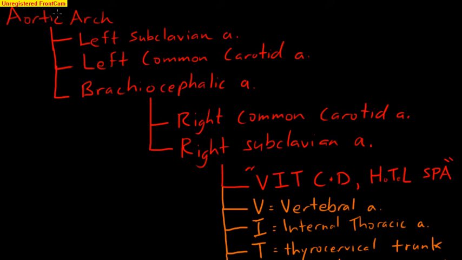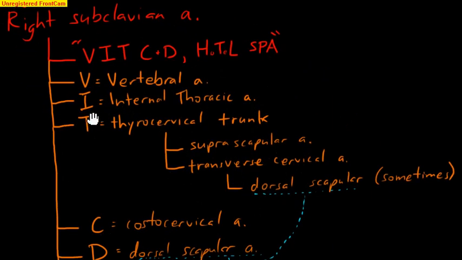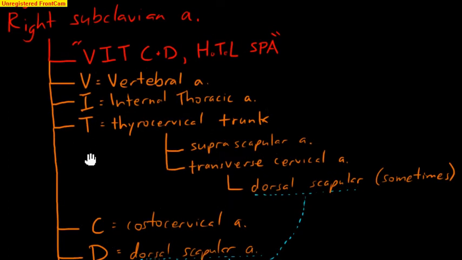And so off the aortic arch, you have three major arteries. You have your left subclavian, your left common carotid, and your brachiocephalic artery, which will branch into your right common carotid and your right subclavian. And now off of your right subclavian and your left subclavian, you will have a number of branches which have their own sub-branches on them.